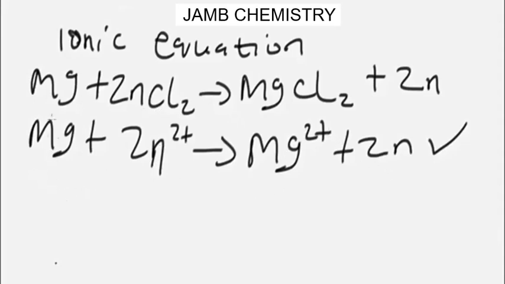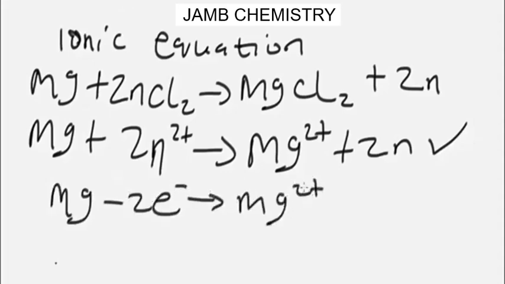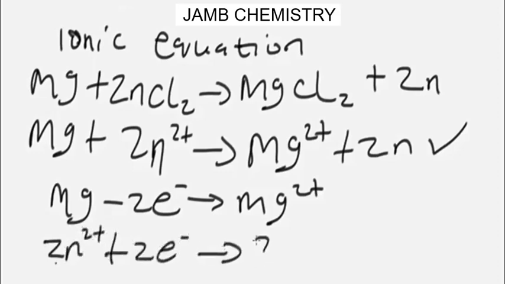So technically, if you are showing the oxidation reaction here, magnesium atom lost 2 electrons to form magnesium ion, whereas if you are showing the reduction reaction here, the zinc ion gained 2 electrons to form zinc atom. Okay, so it's as simple as that, but this is the ionic equation you have to write if you are asked to write the ionic equation for this reaction above.